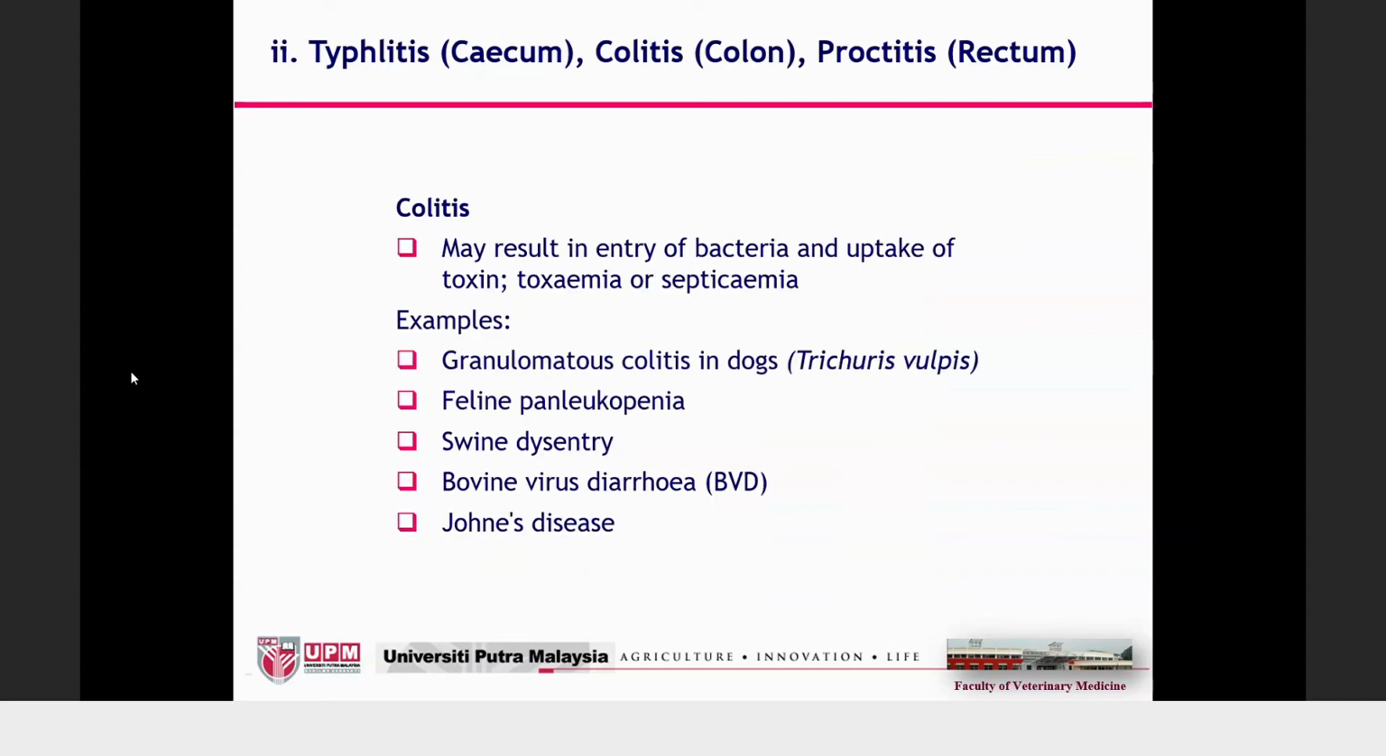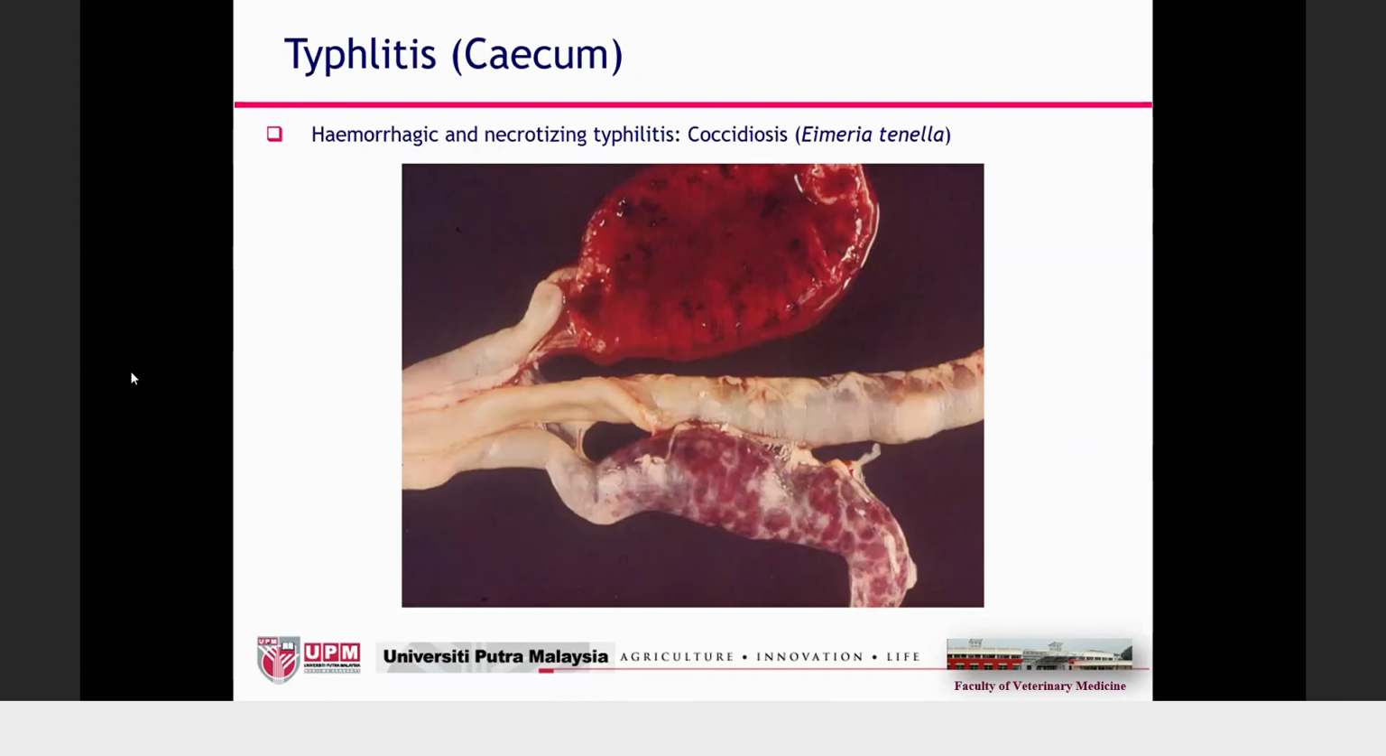Then, less important, inflammation of the colon, we call it colitis. It may result from entry of bacteria and uptake of toxin, in toxemia and septicemia. An example of colitis can result from Trichuris vulpis infestation. Again, feline panleukopenia is important, swine dysentery, bovine viral diarrhea, and Johne's disease. About the same as the middle part of the intestine.